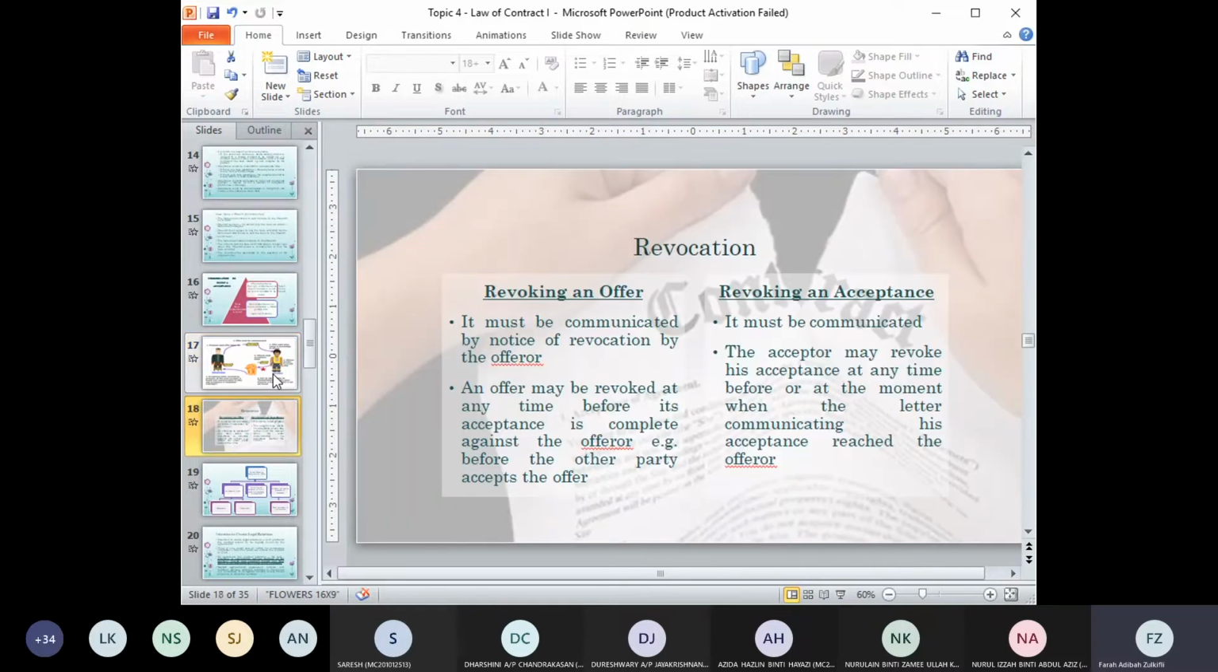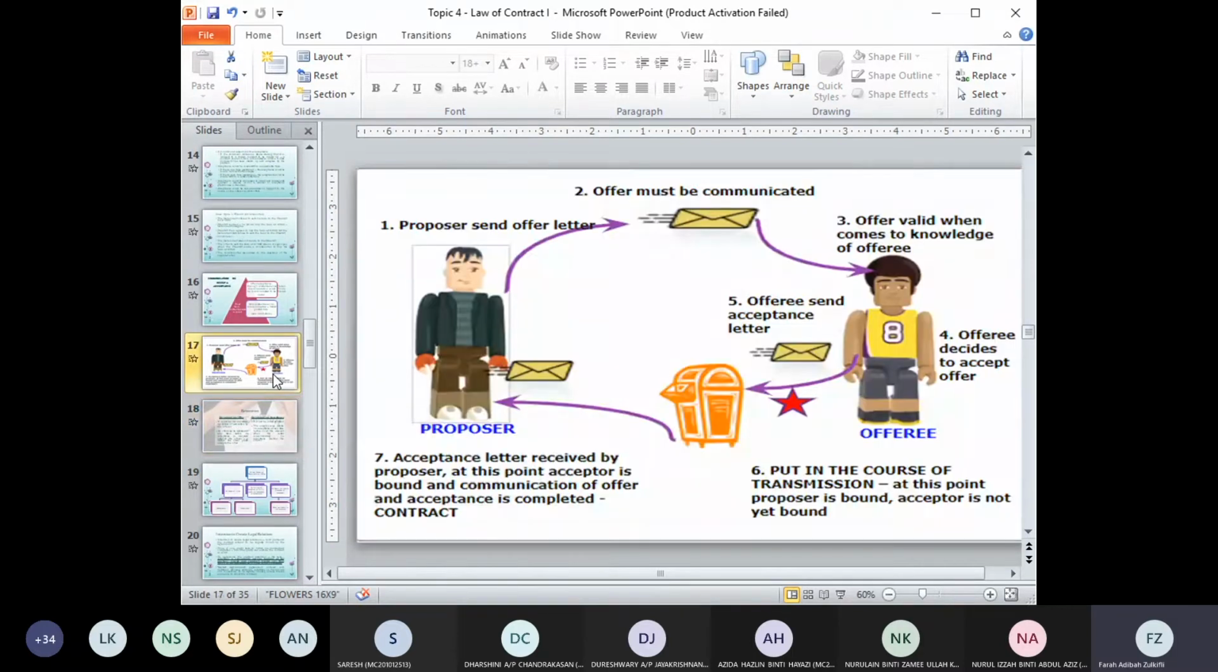Similarly, an acceptance must also be communicated. So if you want to revoke your acceptance, you must call the other person. You can call them or WhatsApp them or whatever. And it can be revoked at any time before or at the moment when the letter communicating his acceptance reaches the offeror. So similarly, if you have already accepted the offer and you want to revoke your acceptance, you don't want to buy the house anymore, you can revoke provided that the letter has not been received yet. So before the letter is received by the other party, you can call them up and say that I don't want to buy the house anymore.